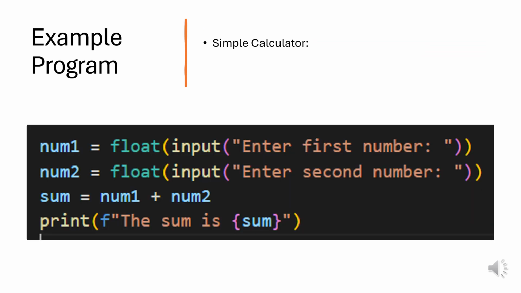Let's look at a simple example. This program asks the user for two numbers, adds them, and prints the result. Notice how we convert the input to floats and use an f-string to format the output.